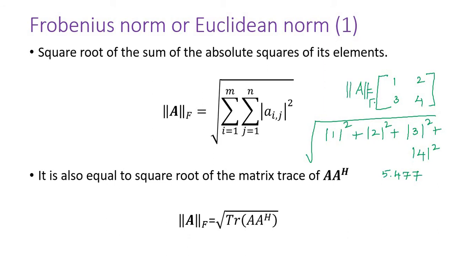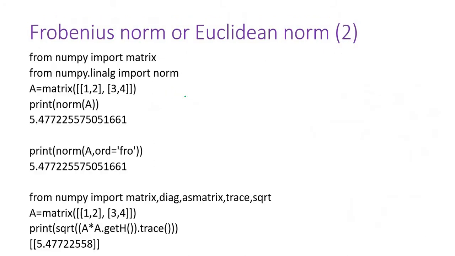The Frobenius norm is represented by this. Alternatively, you can calculate the Frobenius norm something like this. You have the matrix A, multiply it with A Hermitian, then find out the trace of this, then take the square root. That will also give the Frobenius norm. So I will go to the Python console and show that I'm getting the same answer, 5.477.